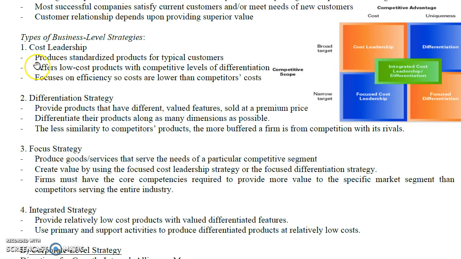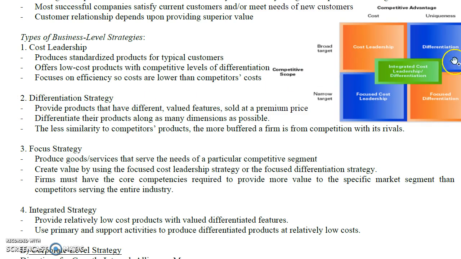Cost leadership produces standardized products for typical customers, offers low cost products with competitive levels of differentiation, and focuses on efficiency so costs are lower than competitors' costs. And the target market is broad.